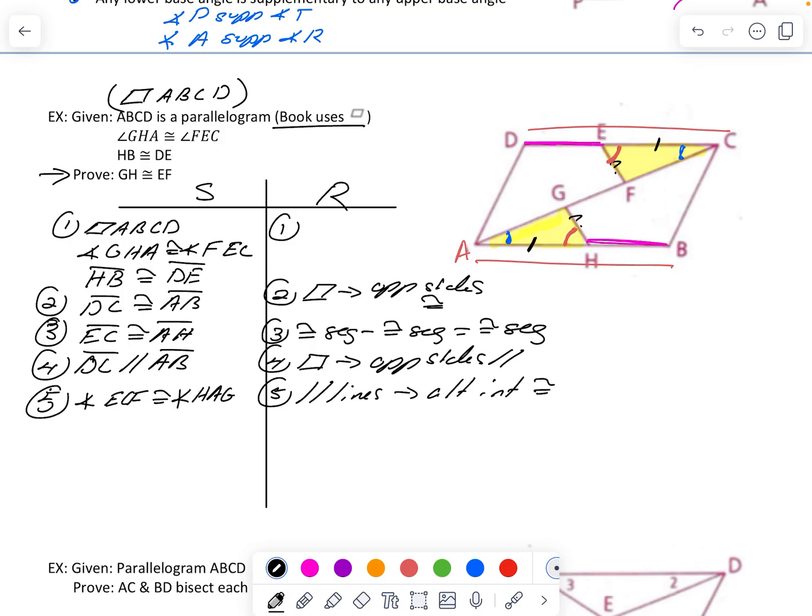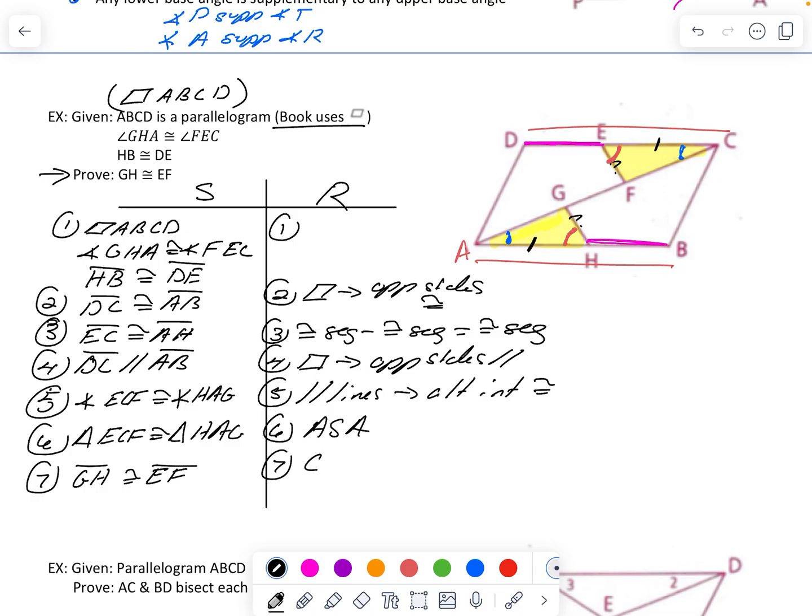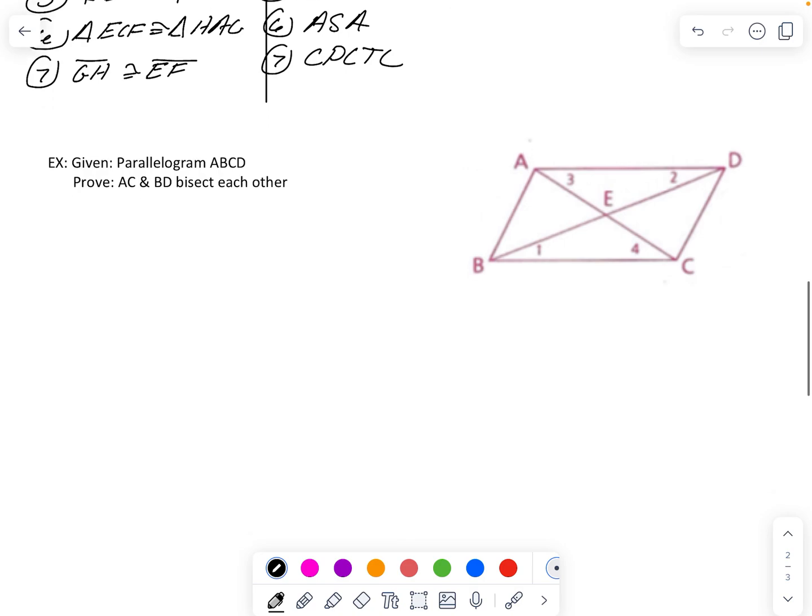And now we have enough to say those triangles are congruent. So we can say triangle ECF congruent to triangle HAG by ASA. And then finally, we can say what we want to say, that is GH congruent to EF, and that is CPCTC. So you can see how we still need to know all those angle relationships with parallel lines since we're going to be dealing with parallelograms. All right, one more proof.